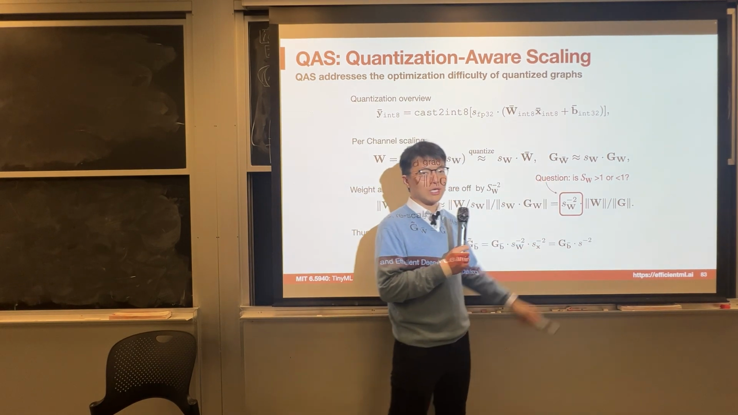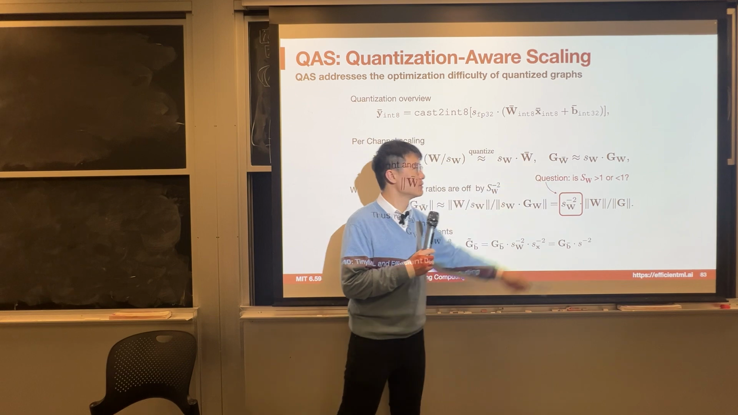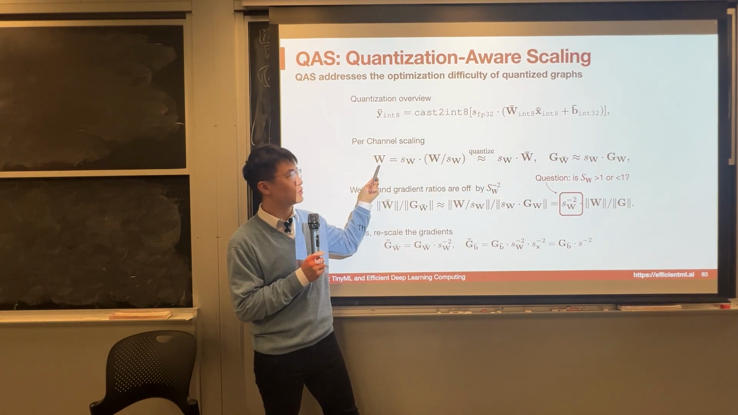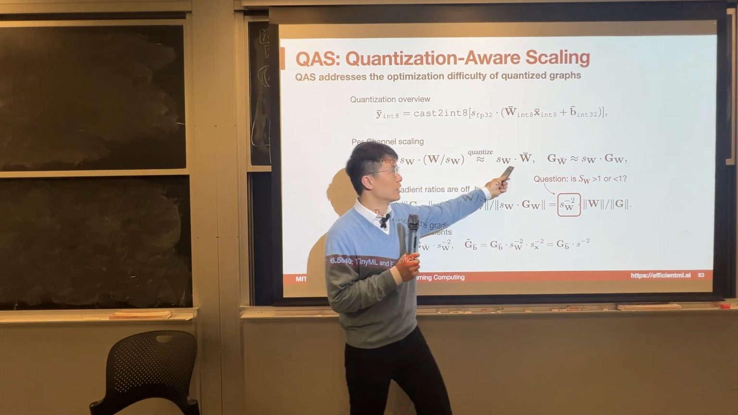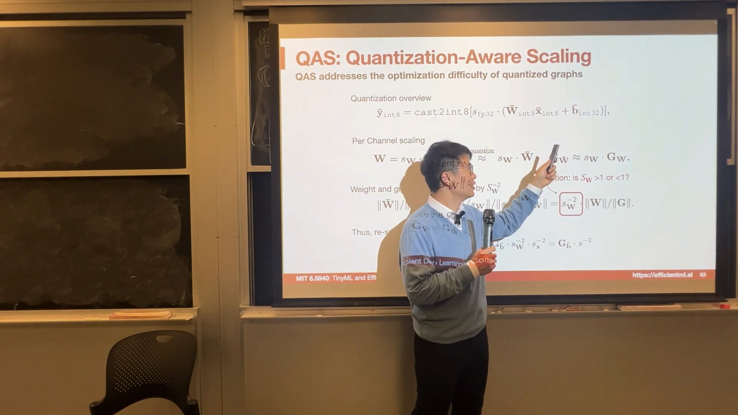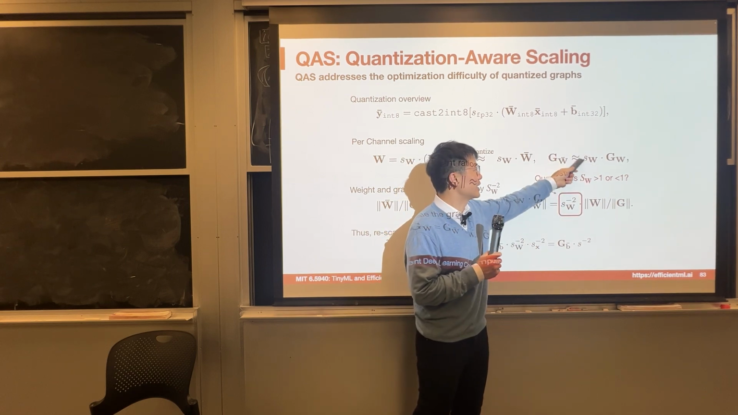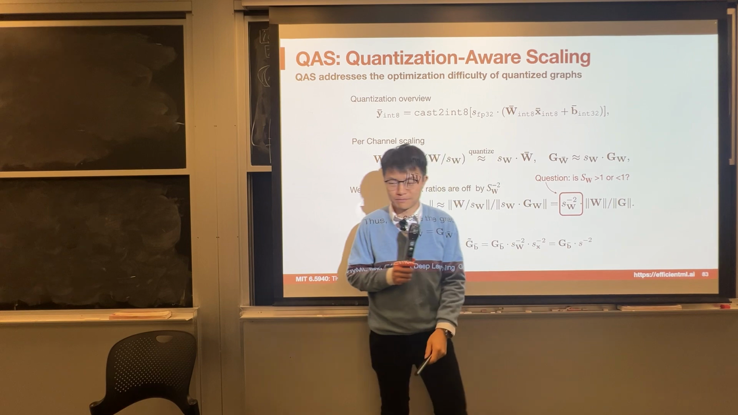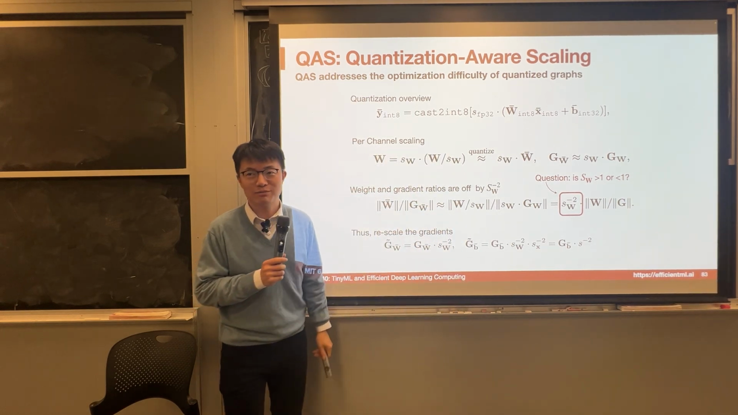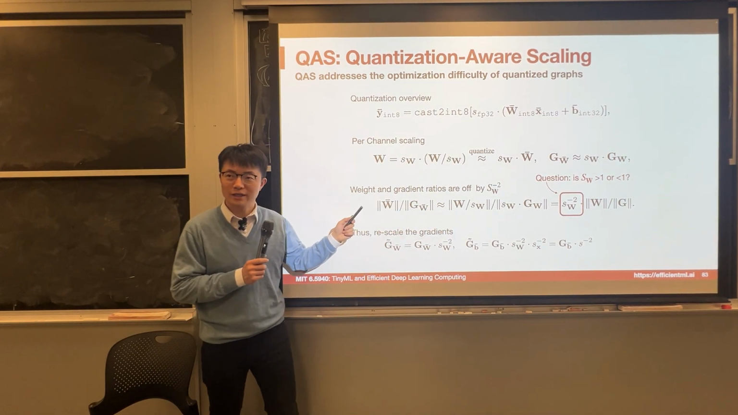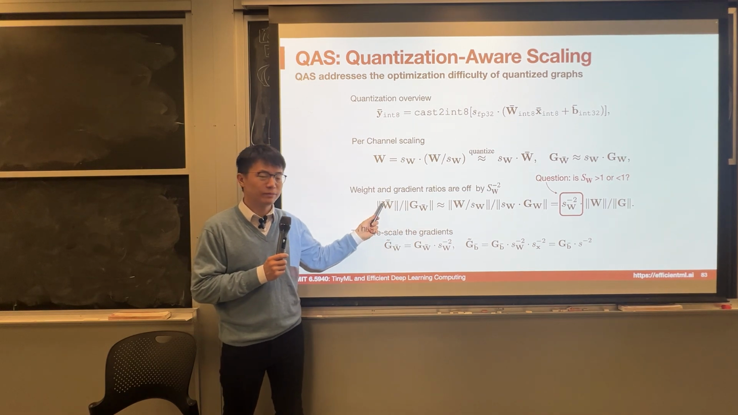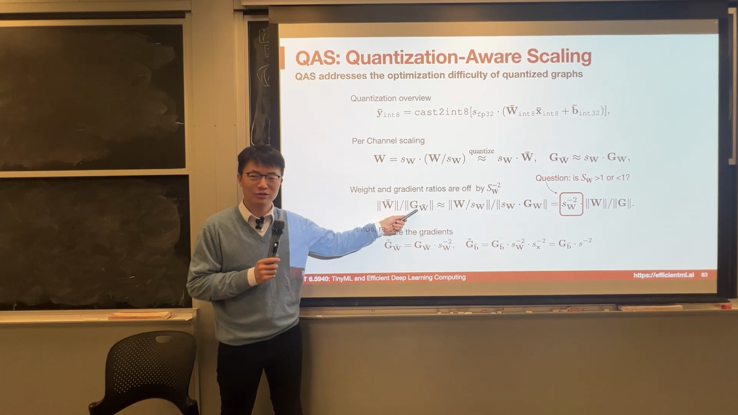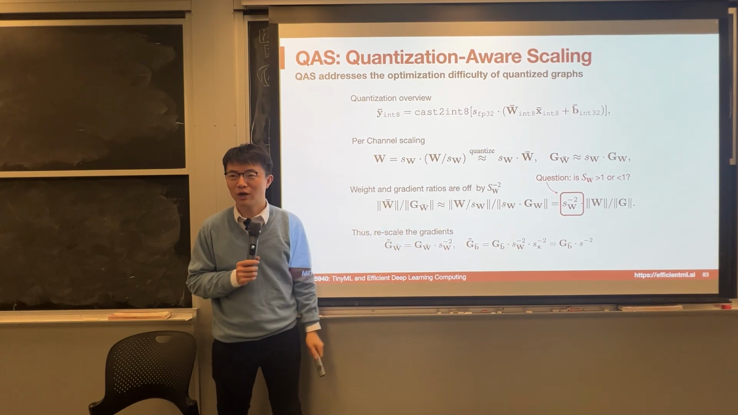So if we calculate the gradient with respect to the quantized weight, we just apply the chain rule. If we know the gradient with respect to the original weight, we have S_W here. So the gradient with respect to the quantized weight will be the scaling factor times the original gradient with respect to the FP32 weight. Now is the interesting part. We want to calculate the ratio between weight and gradient. Why is that important? Because we don't want the gradient to be too large, otherwise it will overwhelm the weight.